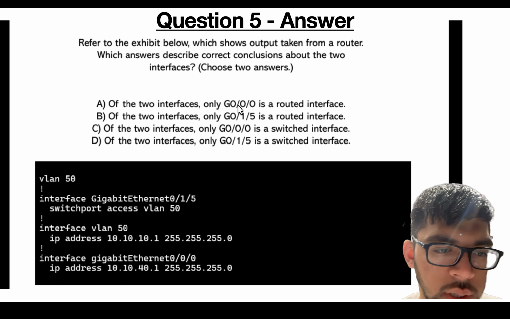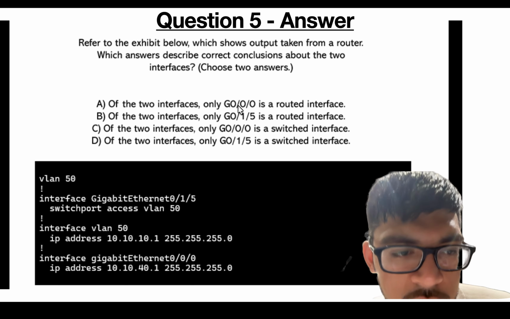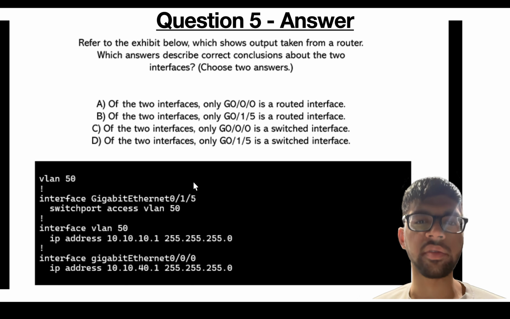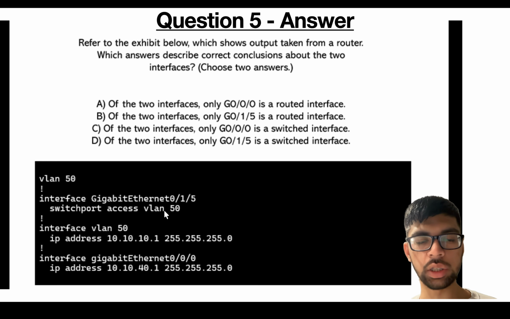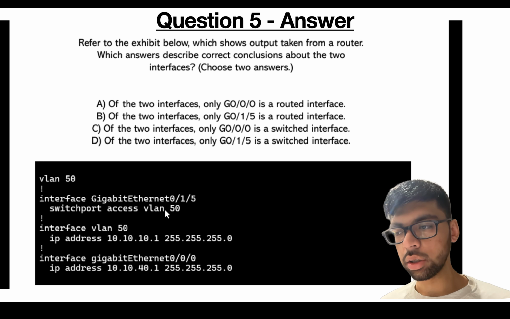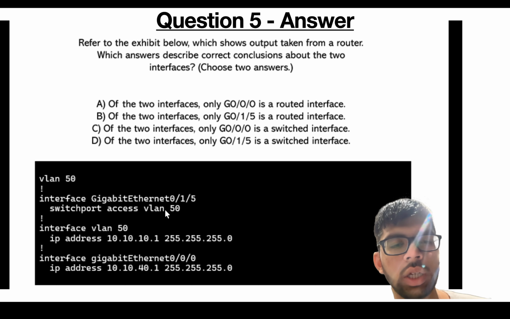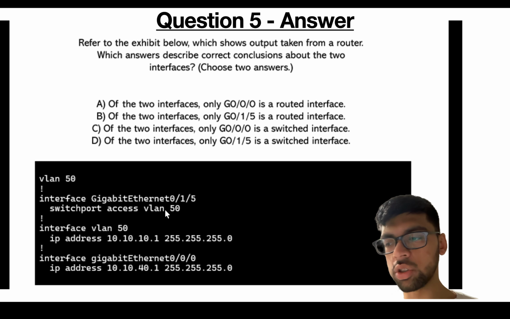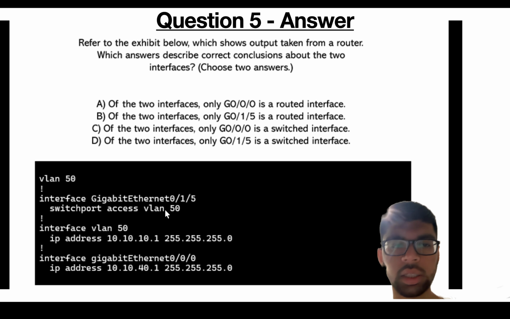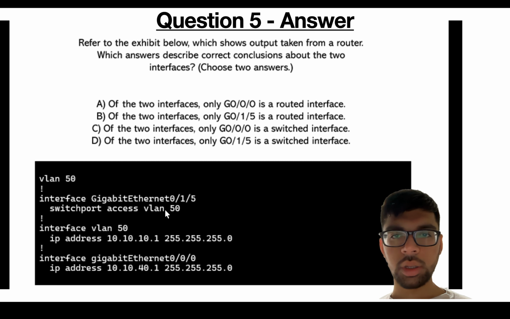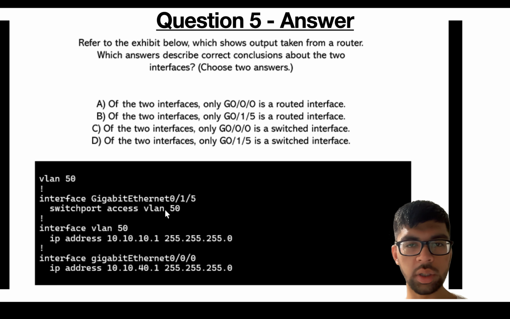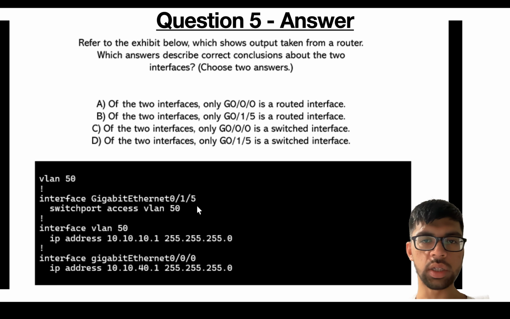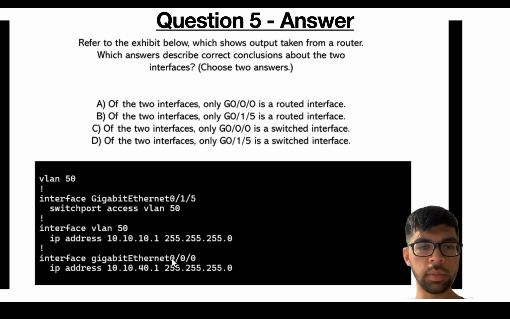So that's the first interface that you're seeing here, G015, that's a switched interface, okay? You're seeing VLAN configuration there, okay? You can't use that command, switchport access VLAN 50. You wouldn't use that on a router. That's something that you would use on a switch. And interface gigabit Ethernet 000, it's not, okay? So 015 is a switched interface.